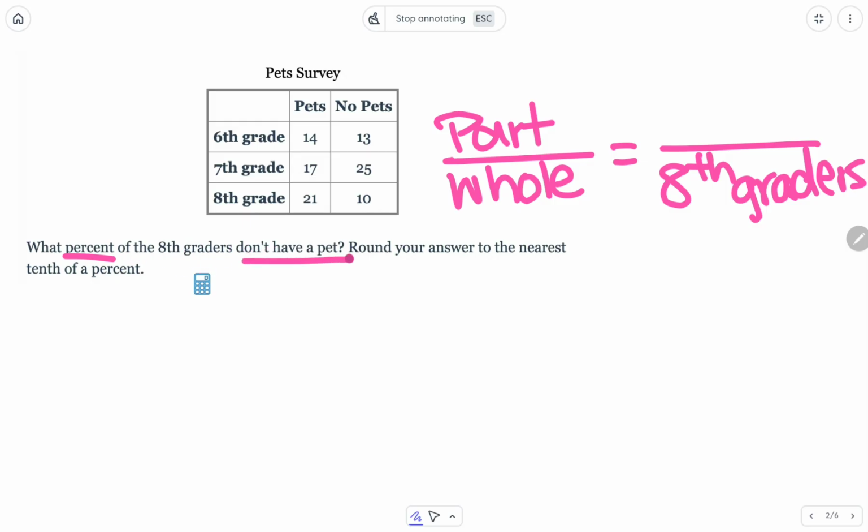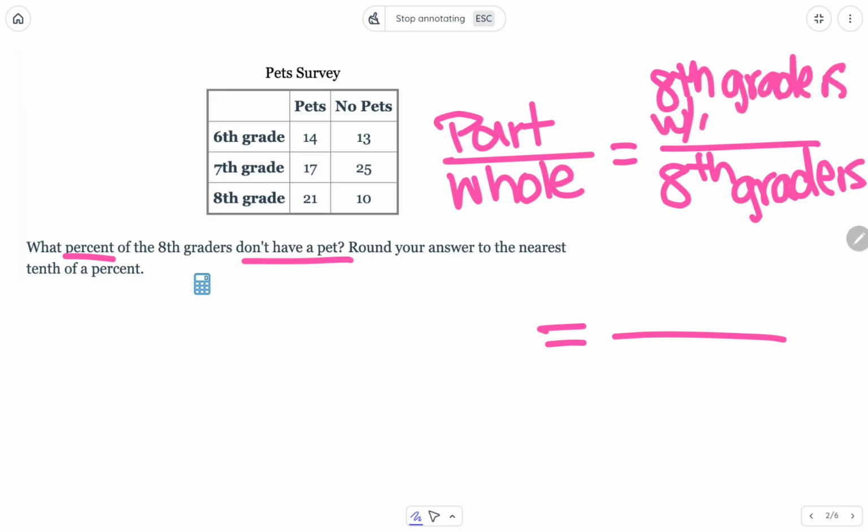And then don't have a pet. So don't have a pet would be here in this column. But let's first look at how many 8th graders. So let's rewrite this fraction in our denominator, and this is going to be 8th graders without a pet.